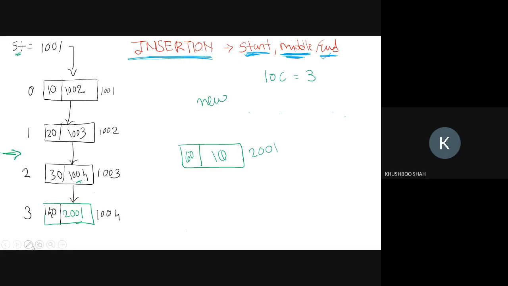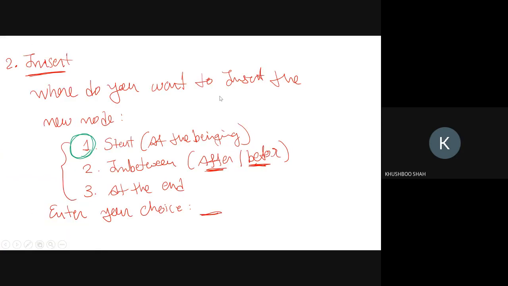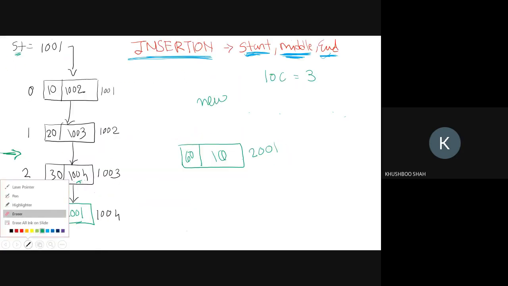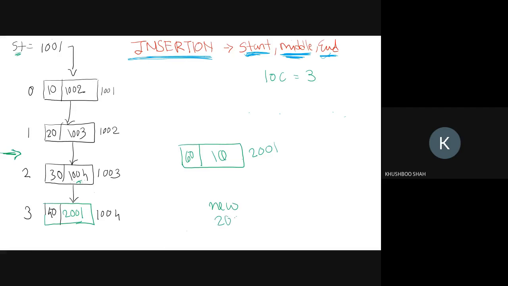So let's say this is my new node, which contains 2001, and this will point to this. Now see carefully. I will start with 0. Is this the location minus 1? No. Go next. Is this the location minus 1? No. Go next. Is this the location minus 1? Yes, this is the location minus 1. Why do I want to reach till here? Because I need the address of this as well as this.